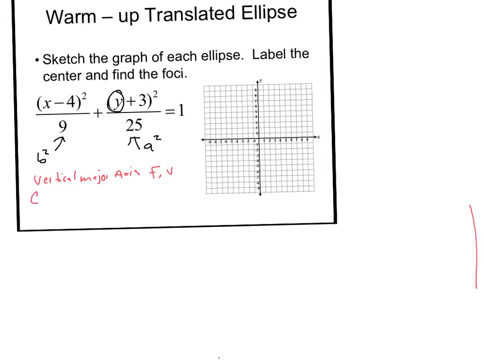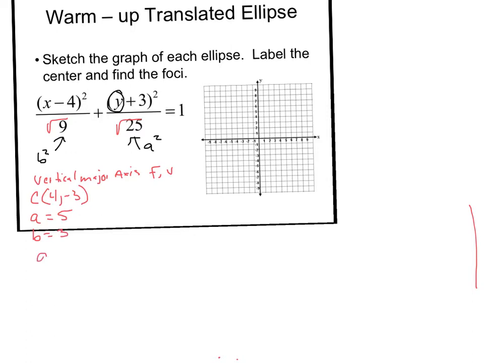So the center is going to be the shift of this guy and this guy. For my x, I set this equal to 0 and solve, so that's going to be 4. And then I do the same for the y, and that's going to be -3. So that's my center. Now a is going to equal the square root of 25, so that's 5. b is the square root of this, so b is equal to 3.